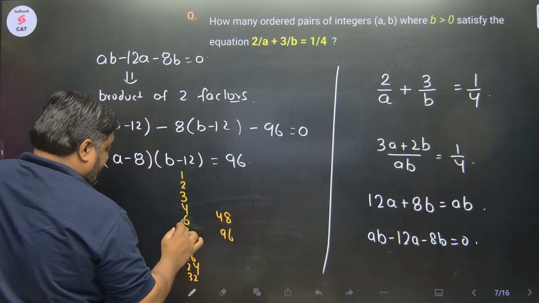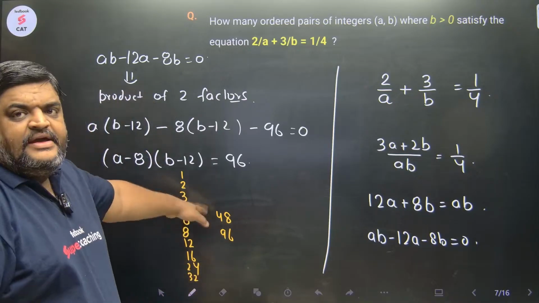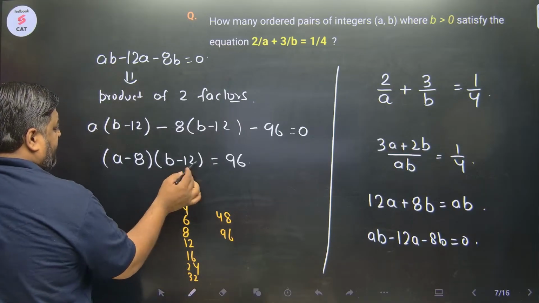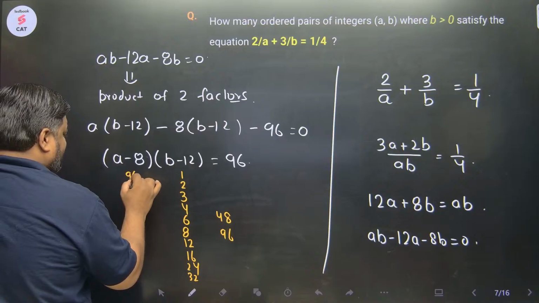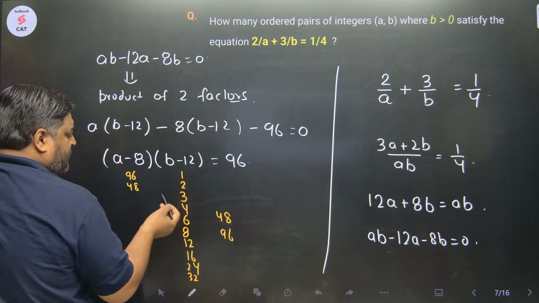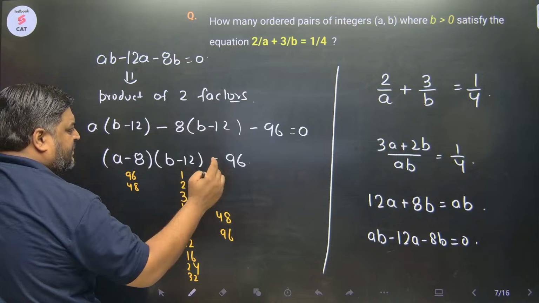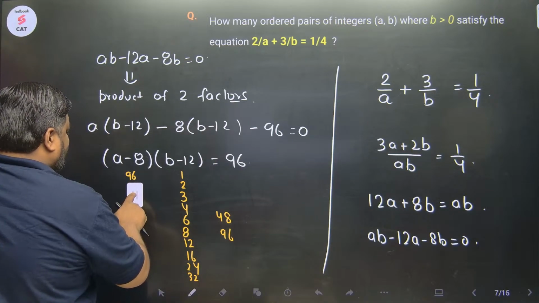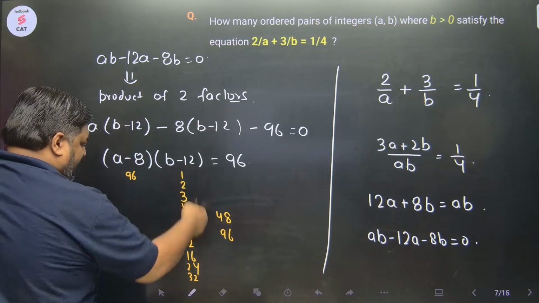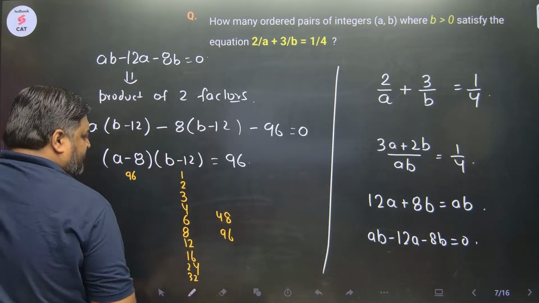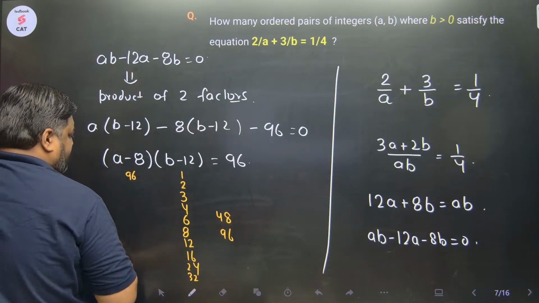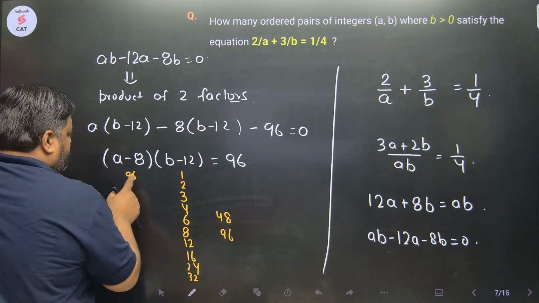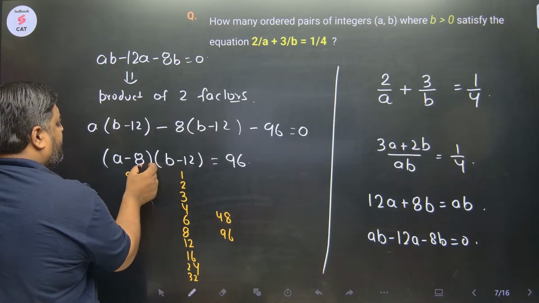कितने हो गए? 2, 4, 6, 8, 10, 12. आपको समझाने के लिए लिखा है. Okay. So if b - 12 is 1, so this would be 96. If this is 2, so this would be 48 and so on. So each pair will give me one pair of a and b. The first pair, 1 and 96. There are 12 possible values for b - 12 and same for a - 8: 1 and 96, 2 and 48, 3 and 32 and so on. So 1 and 96 gives me one possible answer for a and b.